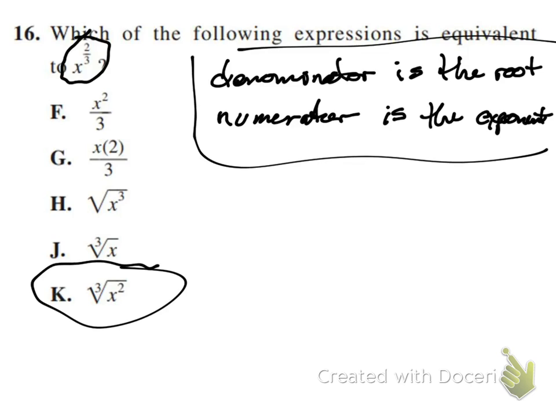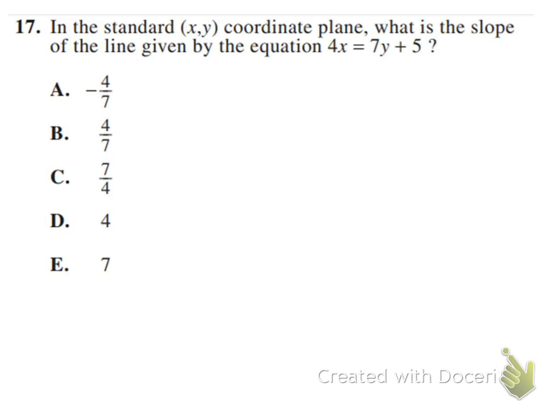Now, they could ask you something odd like 8 to the 2/3 power. That's the cube root of 8 squared. The cube root of 8 is 2. 2 squared is 4. Okay, so the denominator is the root. The numerator is the exponent.